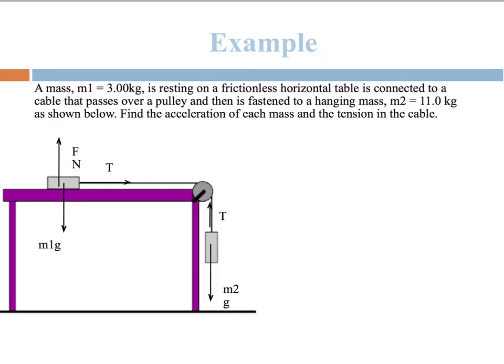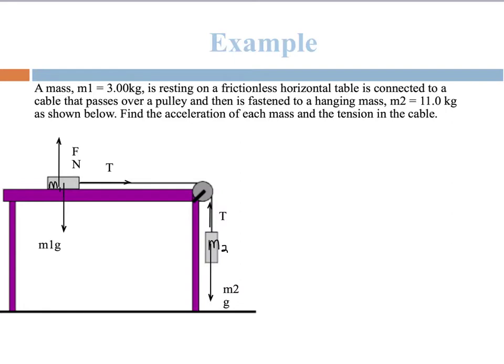Now here I have a very similar object. I'm not going to answer the entire thing, but I'm going to show you how to set it up. Here we have on this first object, and we're going to call this mass 1, that we have a normal force up, we have a force of gravity down, and we have a tension to the right. On the second object, and we'll call this mass 2, we have a tension going up and then a mass 2 g going down.